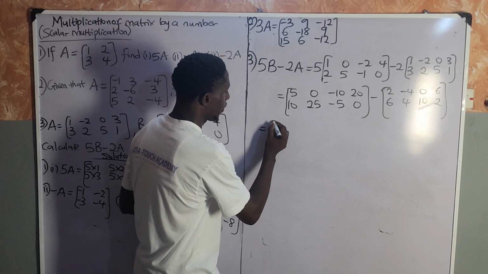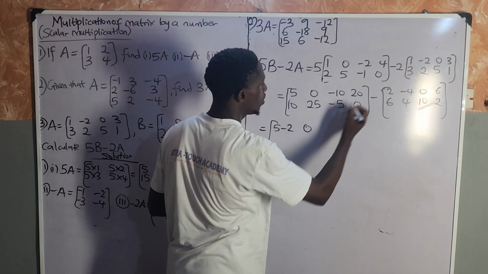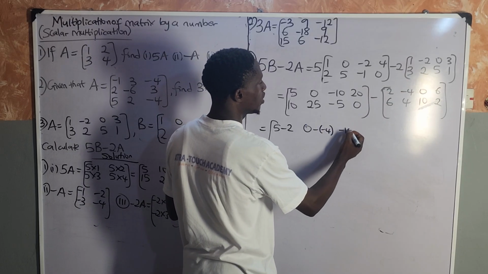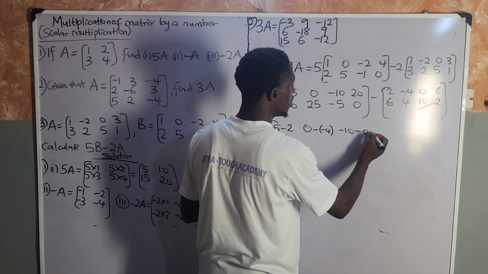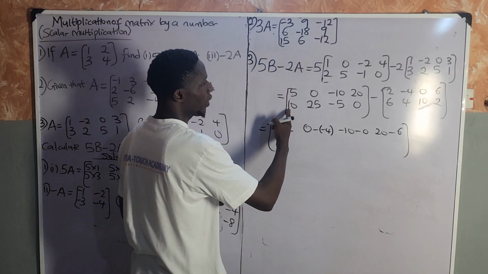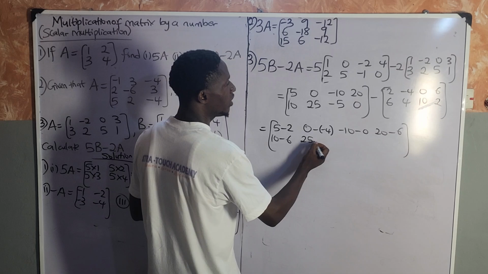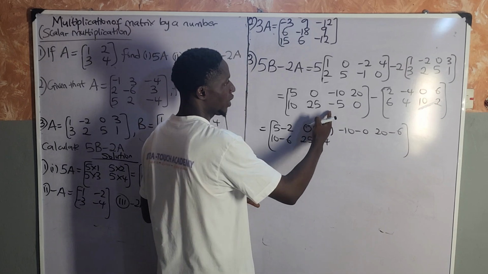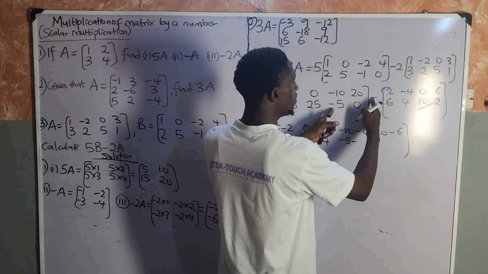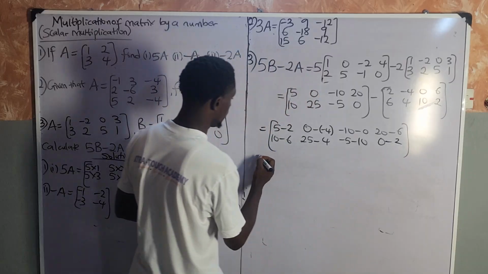So let's go. We have 5 minus 2. We have 0 minus, there's a minus here, then minus 4. We have minus 10 minus 0. We have 20 minus 6. Then we have 10 minus 6. Then we have 25 minus 4. Then we have minus 5 minus 5. There's a minus here, then 10. Then we have 0 minus 2.